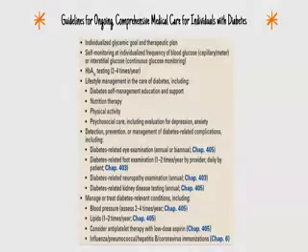So, what are the guidelines for ongoing comprehensive medical care for individuals with diabetes? It includes individualized glycemic goal and therapeutic plan, self-monitoring at individualized frequency of blood glucose or interstitial glucose, HbA1c testing 2 to 4 times a year, lifestyle management in the care of diabetes, including diabetes self-management education and support, nutrition therapy, physical activity, and also psychosocial care, including evaluation for depression, anxiety, etc.